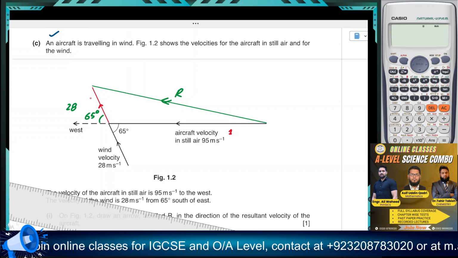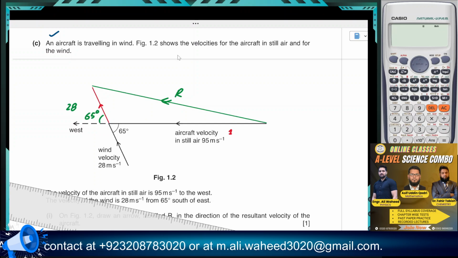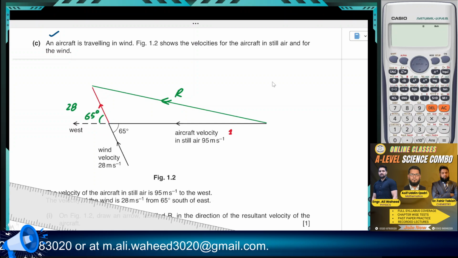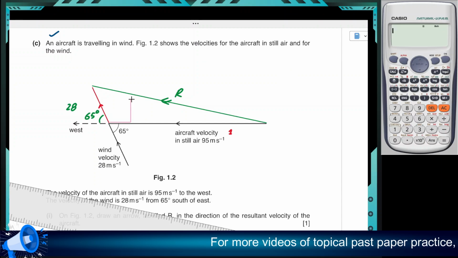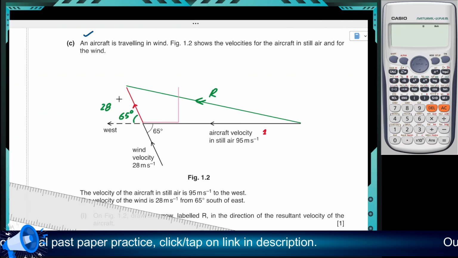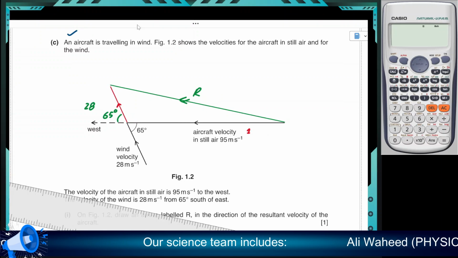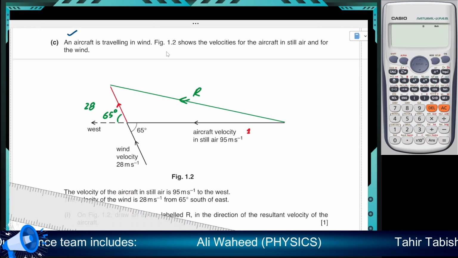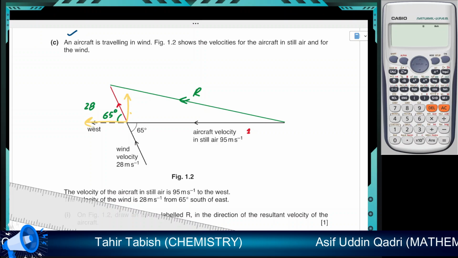This vector has two components. I can make two perpendicular components of this red vector. What are those two components? Let me show over here. Those two components of this vector would be like this. I'll just show over here the two components of wind. One component would be over here, the other component would be over here.